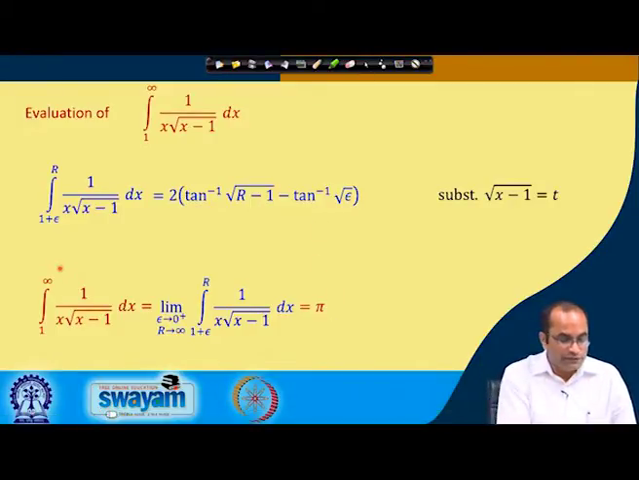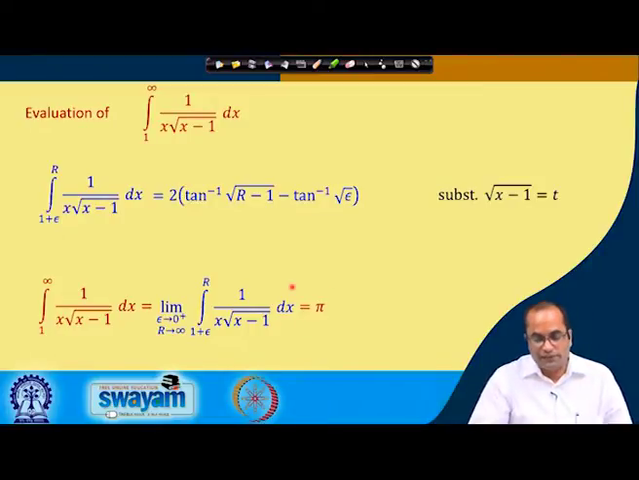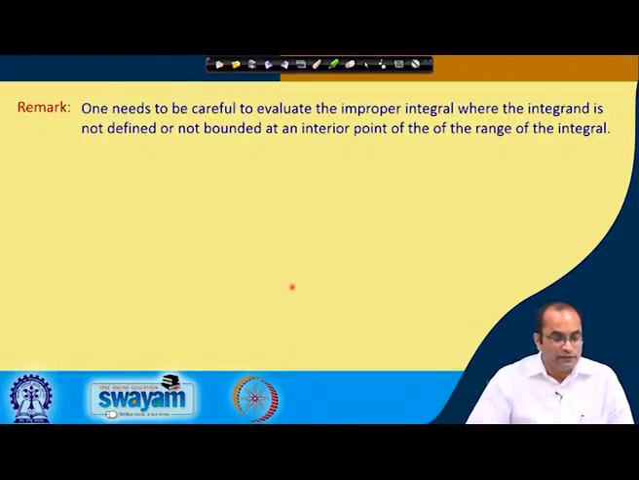So the value of this integral is pi, and we have seen before as well, without evaluating the value, that this is a convergent integral. And just a remark here: one needs to be careful when evaluating improper integrals where the integrand is not defined or is not bounded at an interior point of the range of the integral.